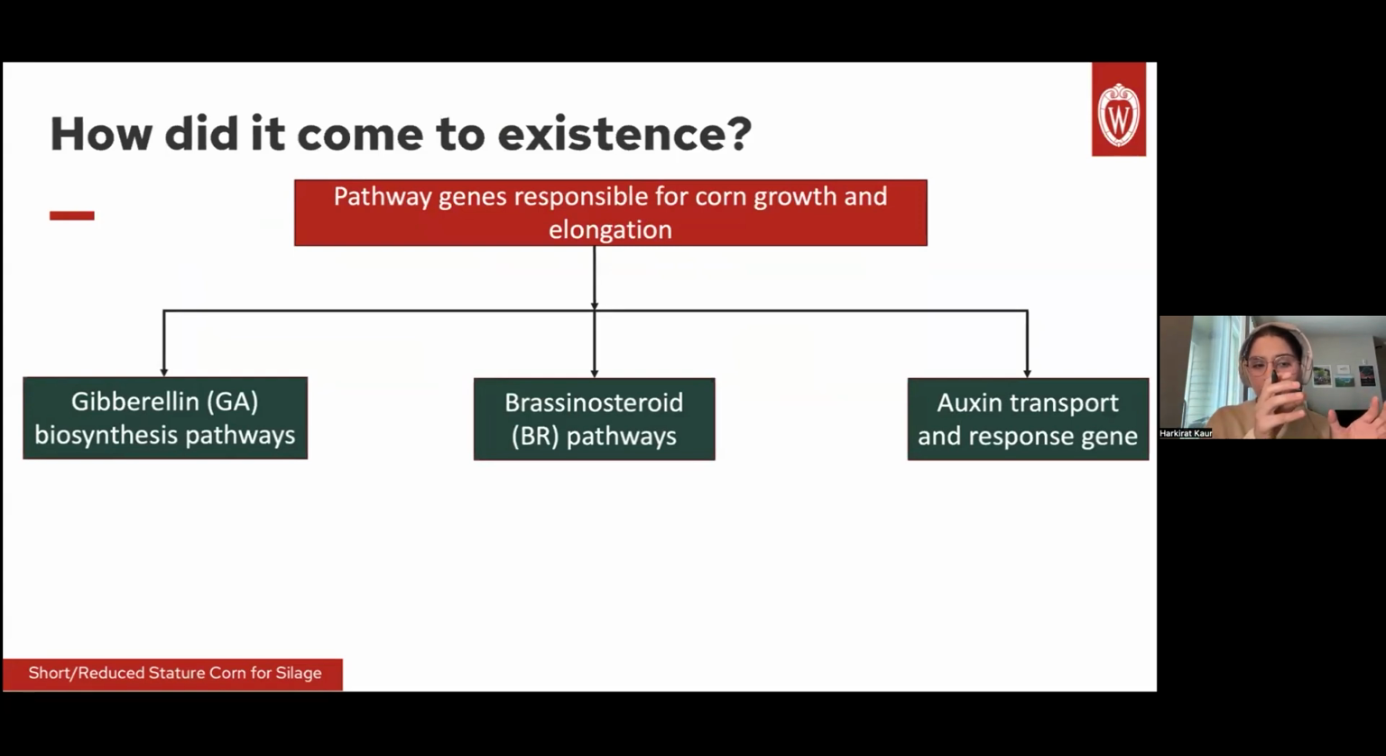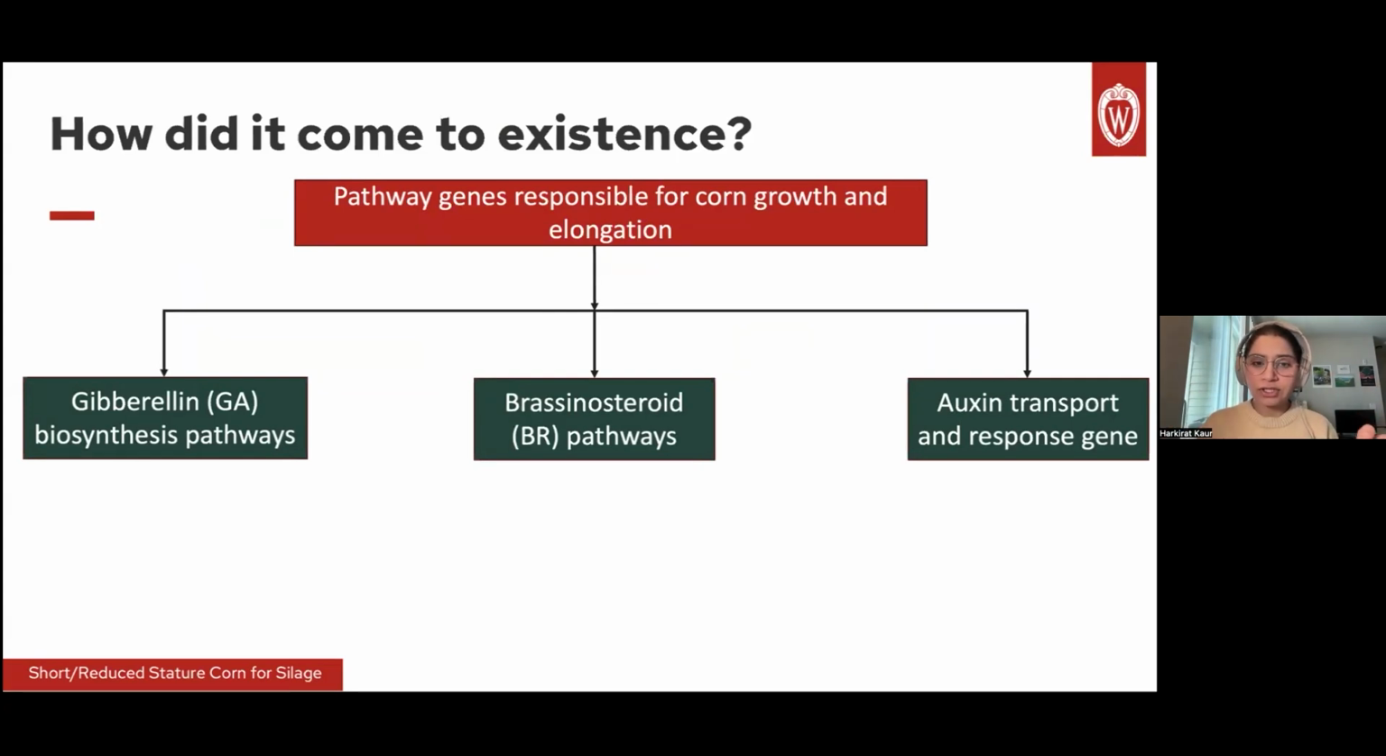All these are crucial for different types of growth in the plant. For example, the GA pathways are responsible for stem elongation. The BR pathways are responsible for general development and regulation of growth hormones. And the auxins are responsible for cell elongation.